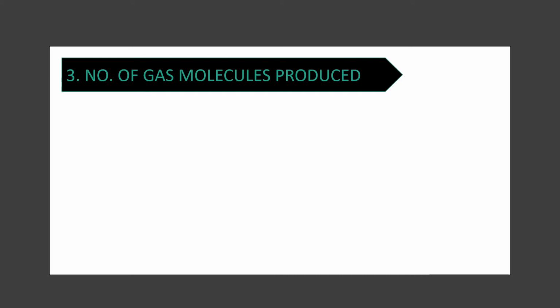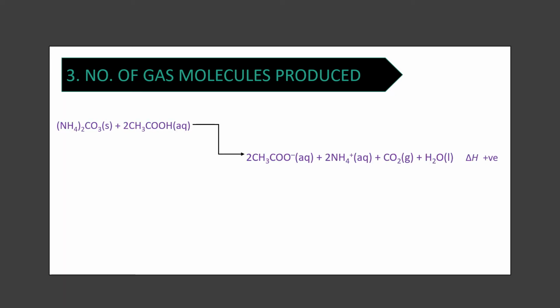Third one is when you have the number of gas molecules changing in a reaction, how does that affect the entropy? We already know that entropy of a gas with its freely moving particles is higher than the entropy of corresponding solids or liquids. Take this endothermic reaction for example, where ethanoic acid is reacting with ammonium carbonate and bubbles of a gas are produced, which you can clearly see is carbon dioxide gas.